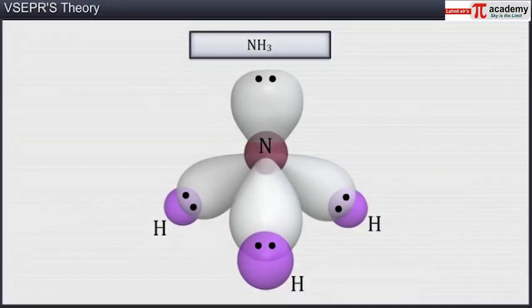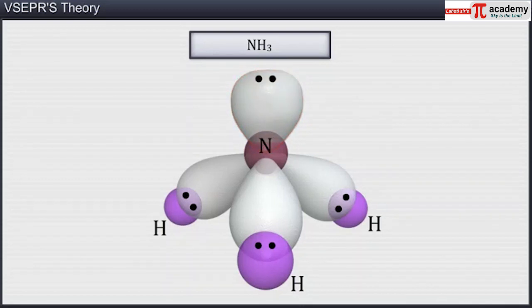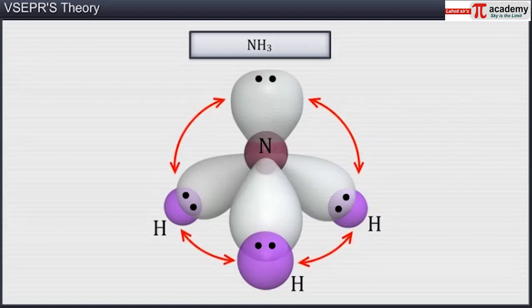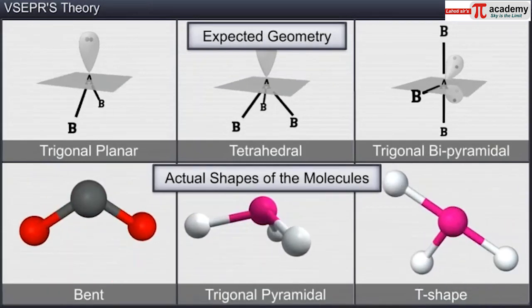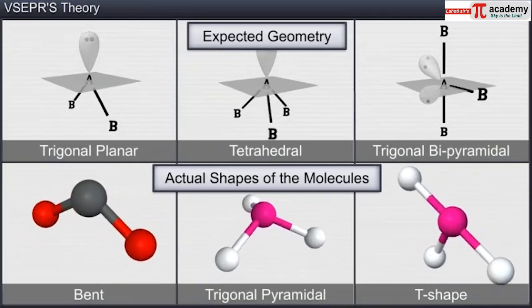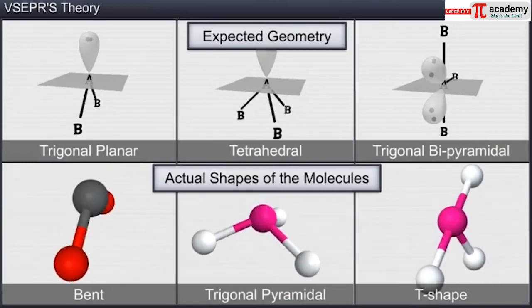However, the geometry of the molecules gets distorted due to the presence of lone pair of electrons. Unlike bonded pairs that are shared between two atoms, the lone pairs of electrons are localized on the central atom. Due to this, they occupy more space, which results in greater repulsion. Thus, the geometry of the molecules with lone pair of electrons differ from the expected or regular geometry of the molecules having only bond pairs.